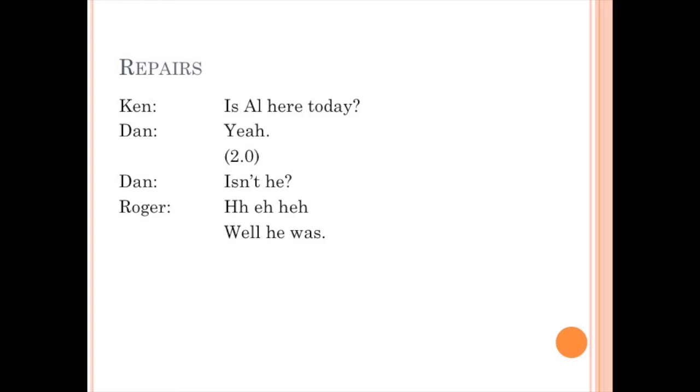In this version of this imagined dialogue, Ken says, is Al here today? Dan makes the same mistake, saying, yeah. There's a pause as Dan looks around the room and doesn't see Al anywhere. So Dan says, isn't he? Indicating that there's some question as to whether or not his previous statement was correct, that is, initiating the repair, so it's self-initiated. And Roger, still being a bit of a jerk, laughs and says, well, he was. Other repair. Roger completed the repair, so this is self-initiated other repair.